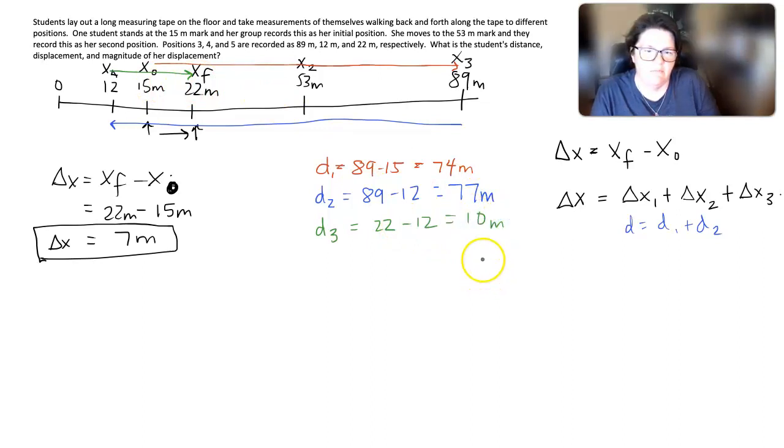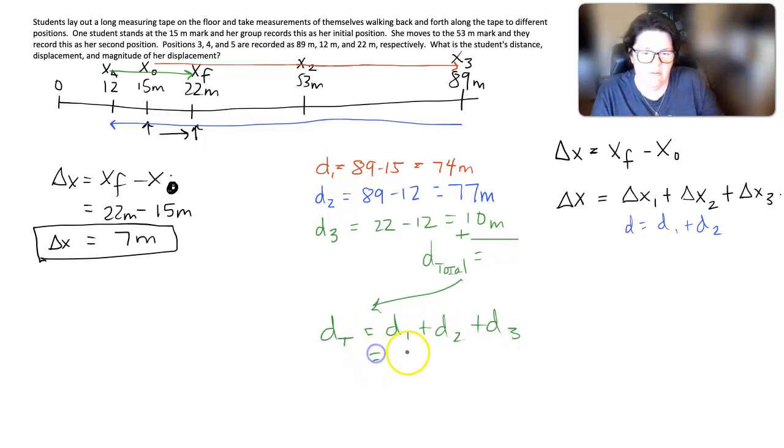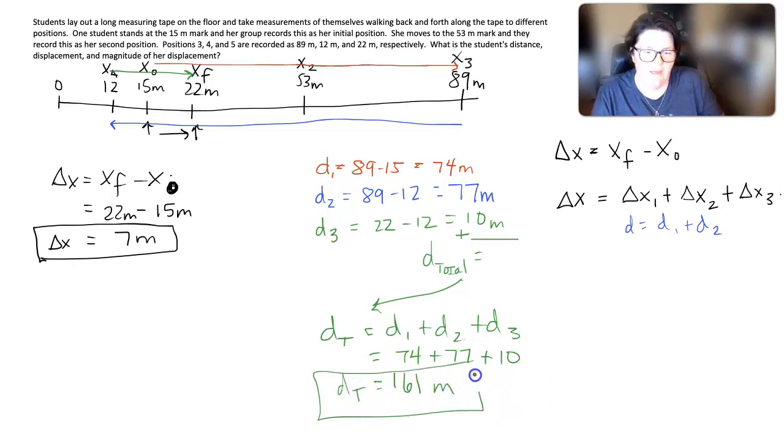10 meters. And so then for the total distance, I'm going to add these together. Total distance, I'm going to add D1 plus D2 plus D3. And that means I'm going to add 74 plus 77 plus 10. She went a total of 161 meters. So that one was actually a little bit trickier because you had to think a little bit harder to figure out how far she went.